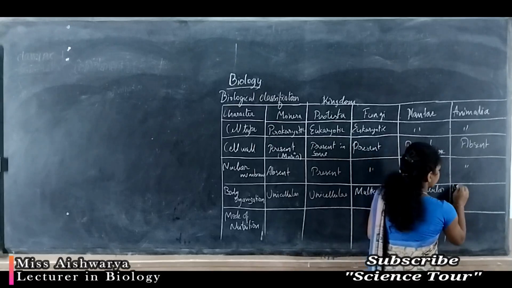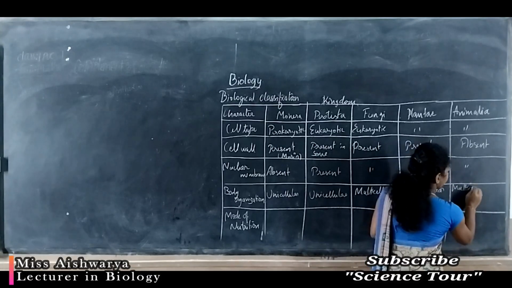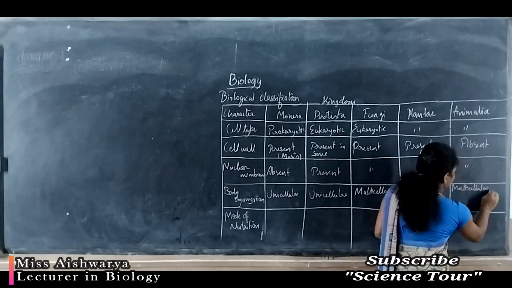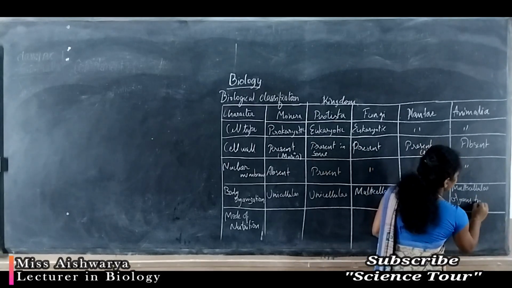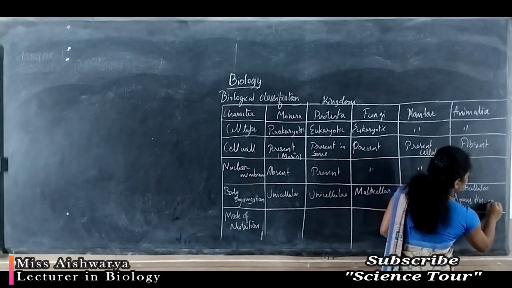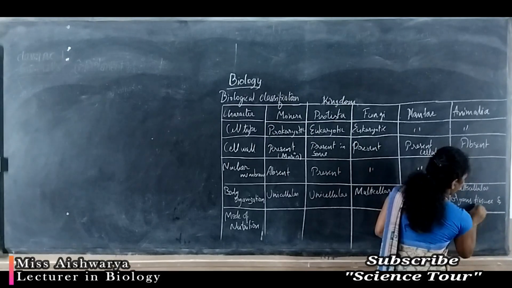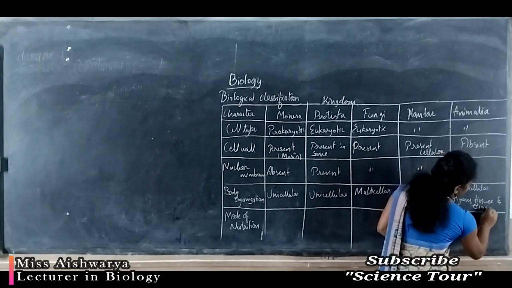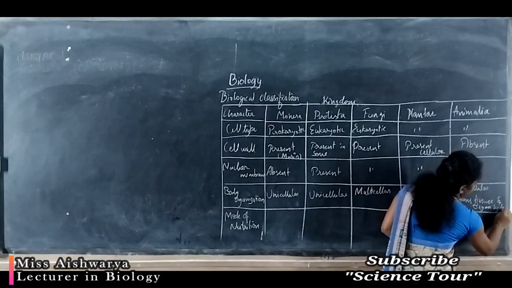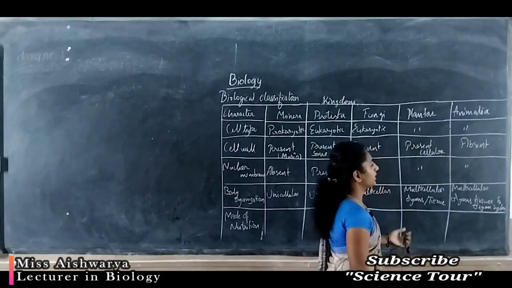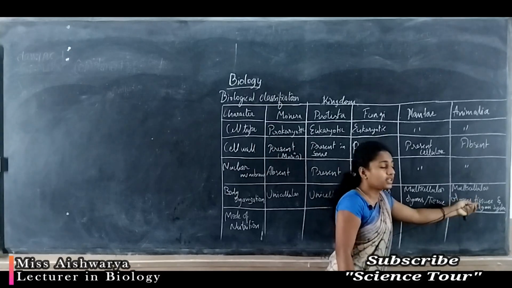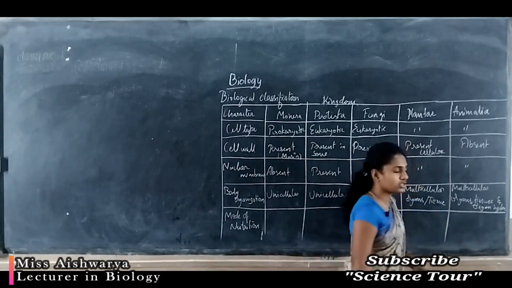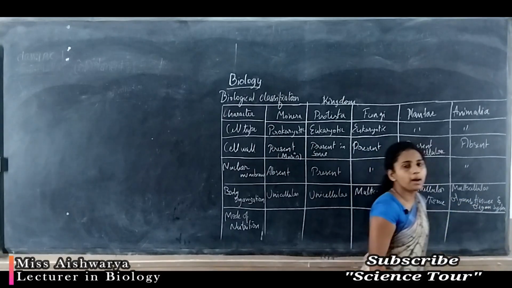Here it is also multicellular with organs, tissues and tissue system, organ system. These are present in the animal kingdom. You can see the presence of organ, tissue, tissue system and organ systems.